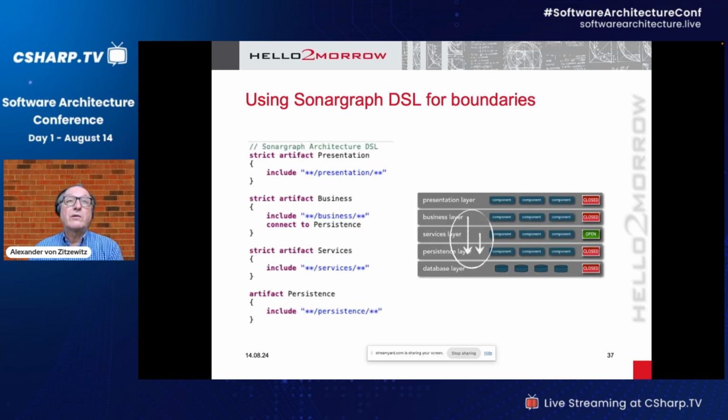If you use Sonargraph's DSL, that looks like this. On the left side, you see the domain-specific language that comes with Sonargraph. Basically, an artifact is a box in an architecture diagram. The include statement tells us what is in the box, and the connect statement tells me what it can talk to. And then here you also get a very nice description of your architecture in form of a model. That is basically a UML component diagram in text form, what you see there.